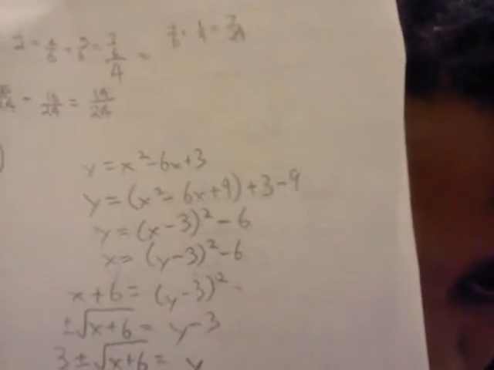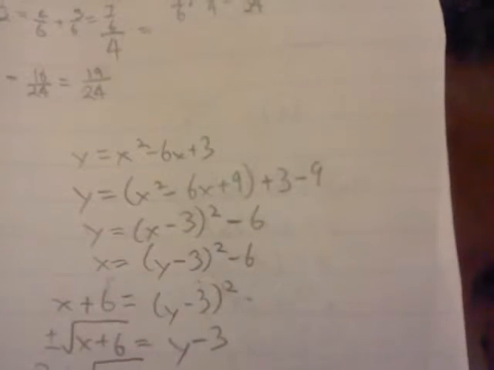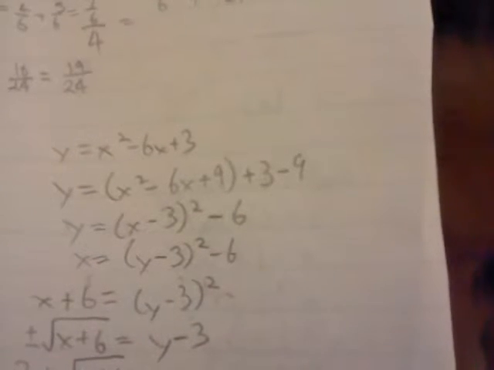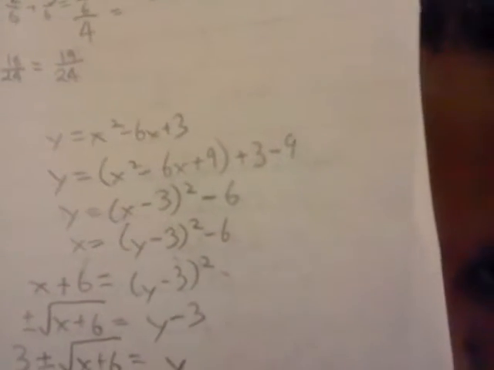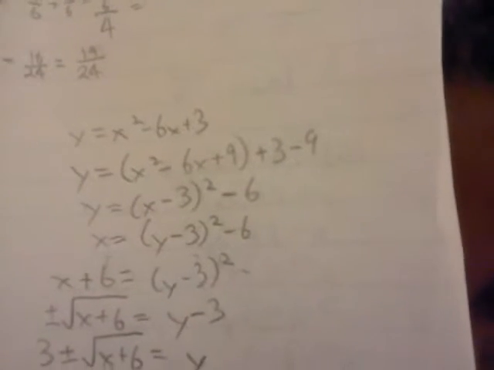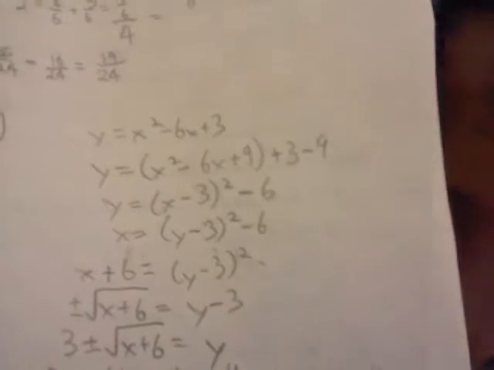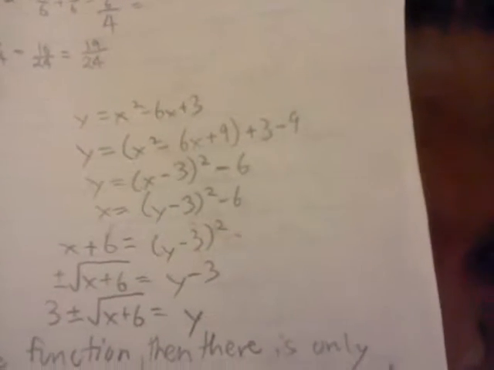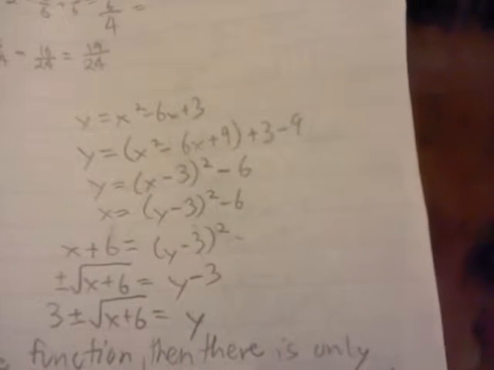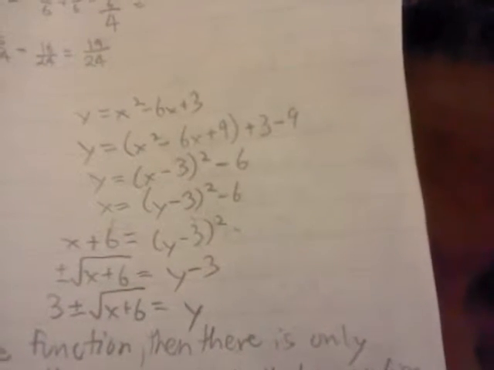Next, you turn it into a binomial, and it's going to be x minus 3 in parentheses squared, the whole thing minus 6, because 3 minus 9 gives you a negative 6. Now you can substitute the x's for the y's and the y's for the x's. So it's going to be x equals y minus 3 in parentheses squared minus 6. You move the 6 to the other side by adding 6 to both sides. It's going to be x plus 6 equals y minus 3 in parentheses squared, the whole thing.